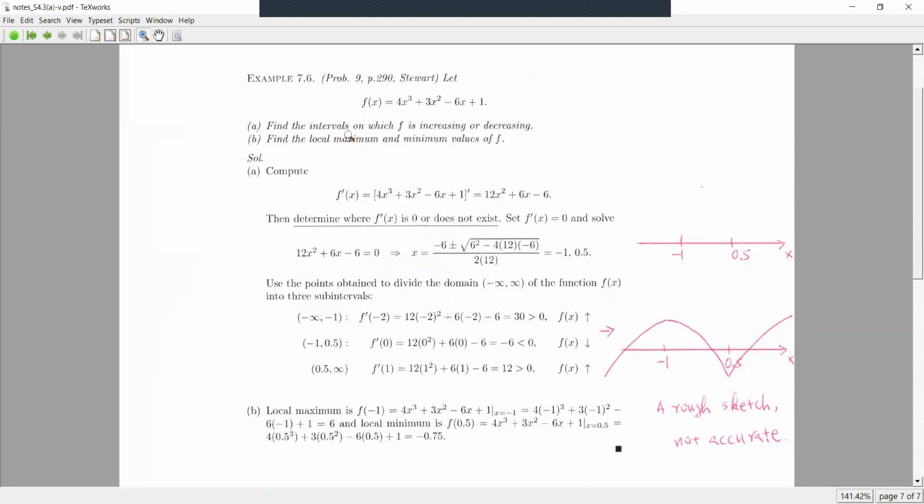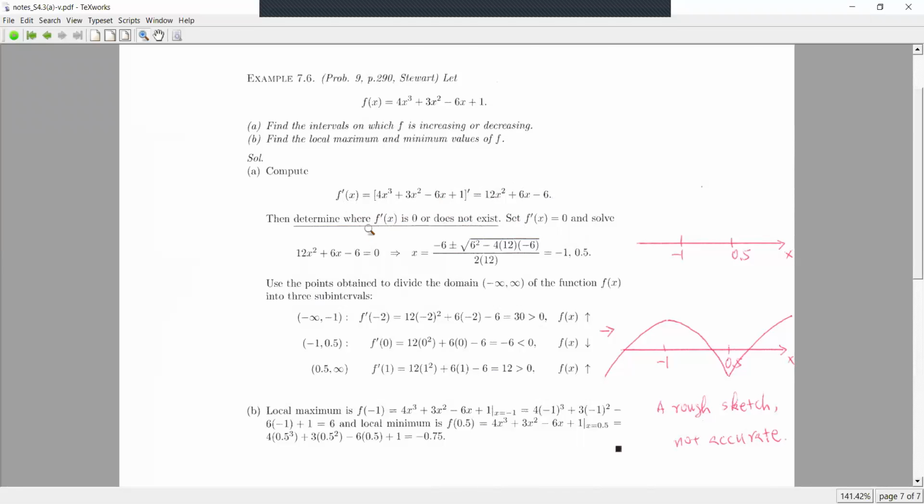To find intervals, I suggest determining the points where the derivative is 0 or doesn't exist first, because I want to use these points to cut the domain of the function into subintervals. Again, the derivative is a polynomial. It has no denominator. So no point can make this derivative not exist.